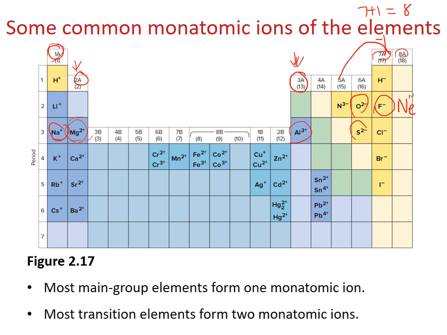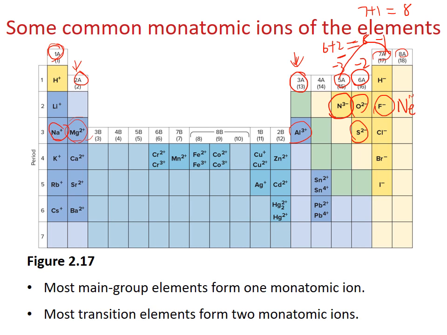Oxygen, sulfur, group 6, 6 plus 2 equals 8. And the charge is -2. And the nitrogen, group 5, so 5 plus 3 equals 8. And therefore it's -3. Okay, so these are main group elements.